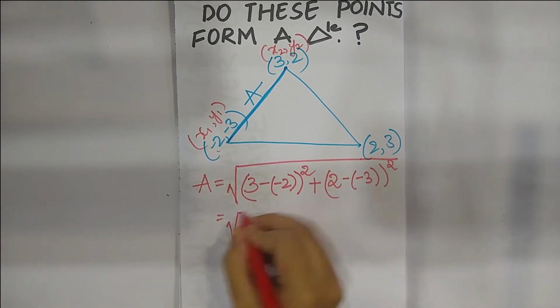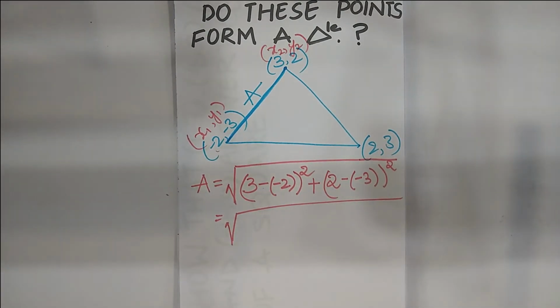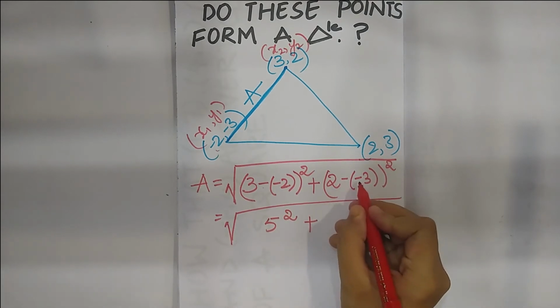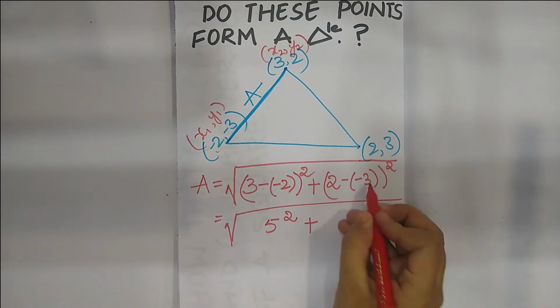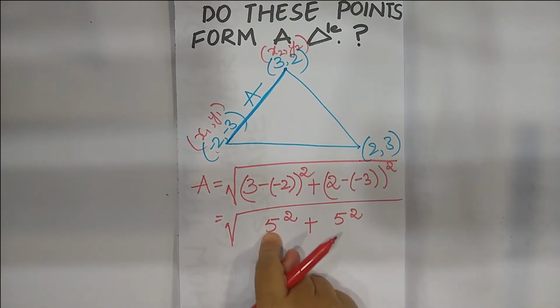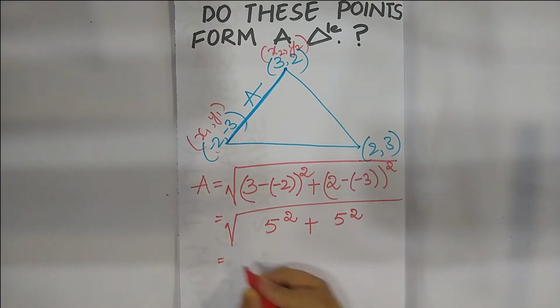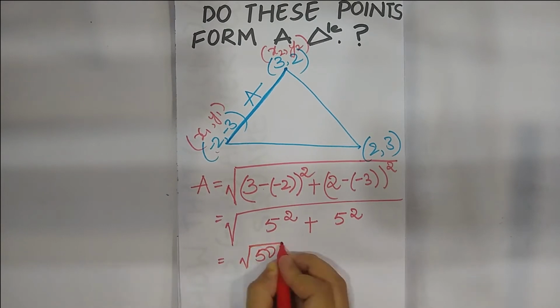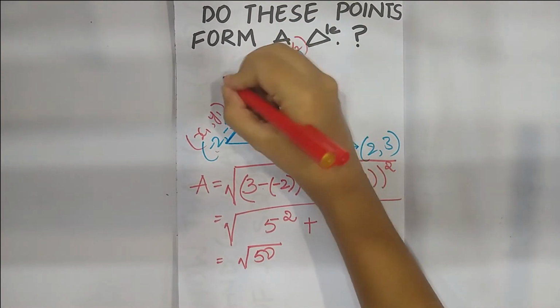Now let us calculate it further. 3 minus of minus 2. So minus of minus is nothing but plus. So it will be 3 plus 2. So what is 3 plus 2? 5. So this will become 5 square. Plus 2 minus of minus 3. Now what is minus multiplied by a minus? It's a plus. That is why it will be 2 plus 3. What is 2 plus 3? It's again 5. So it will be 5 square. We know that 5 square is 25. So it will be 25 plus 25. What is 25 plus 25? It is 50. So this will be square root of 50. So we know that side A is square root of 50.